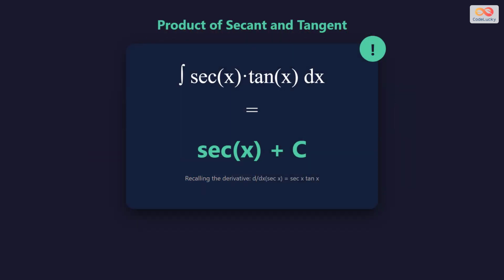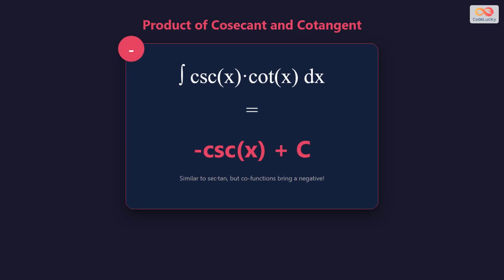Moving to products, you might remember that the derivative of secant x is secant x times tangent x. Thus, the integral of that product returns us to secant x. And for the cofunctions, the integral of cosecant x times cotangent x results in negative cosecant x plus c. Notice the pattern. Results starting with co often involve a negative sign.